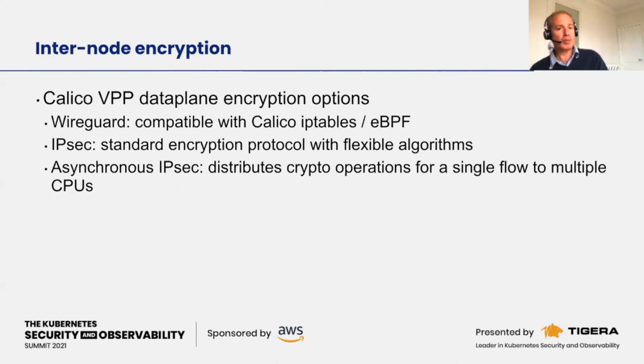Internode encryption, I talked a bit about it, but let's go into more detail here. Calico VPP provides multiple data plane encryption options. One is WireGuard, which is compatible with regular Calico iptables and eBPF. So you can have a hybrid cluster, with some nodes being Calico VPP and some nodes being another data plane renderer. So that's interesting from that standpoint. But if you are really looking for super high performance, I guess you should go with IPsec, which is extremely performant, especially if you go with asynchronous crypto, where you can support super fat flows.